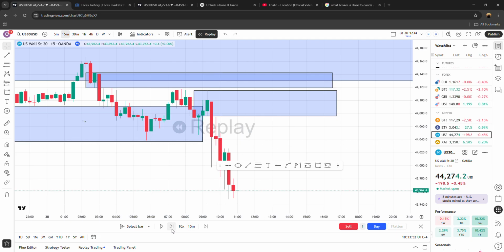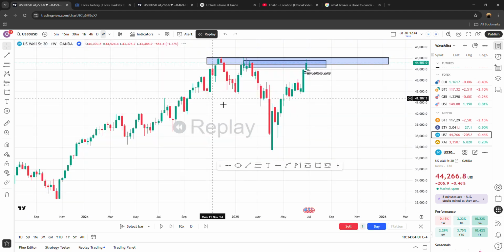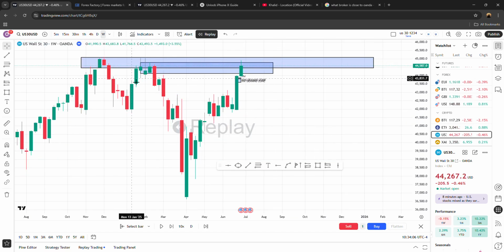So let's fast forward this. Price goes into that. It was this one I took a sell off of. I don't think I should have taken a sell off this. Give me a second, let me go back to the weekly. Never mind.